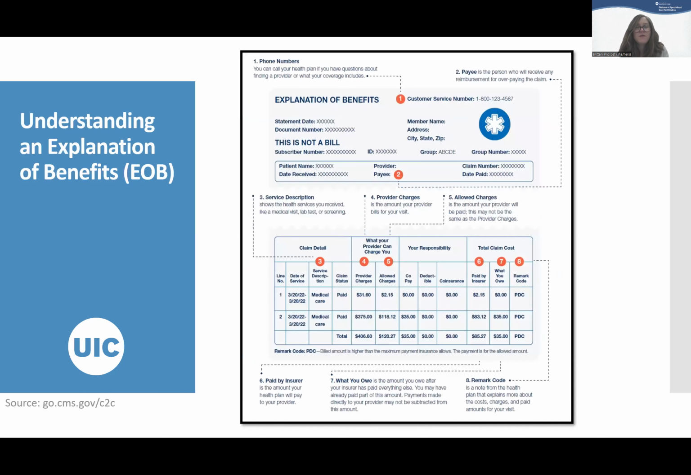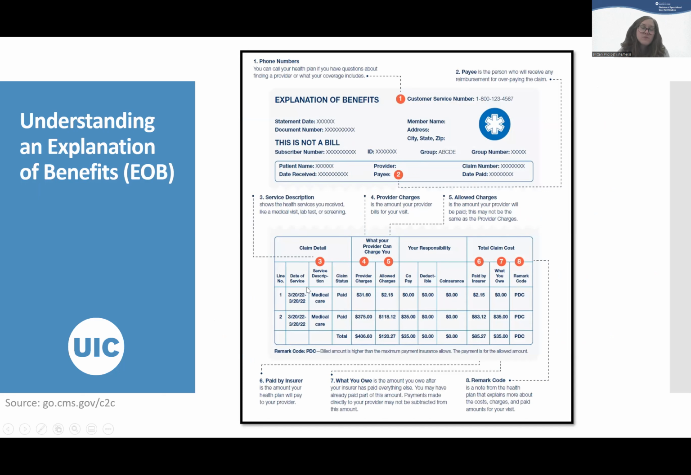So this is the example. This kind of goes through some different parts of it. But at the top, you'll usually have information like the customer service number. You'll have the participant's name, the patient name, so that would be you or your child, the date that services were received, and the provider that the services were received by. That kind of information is all at the top of the document.